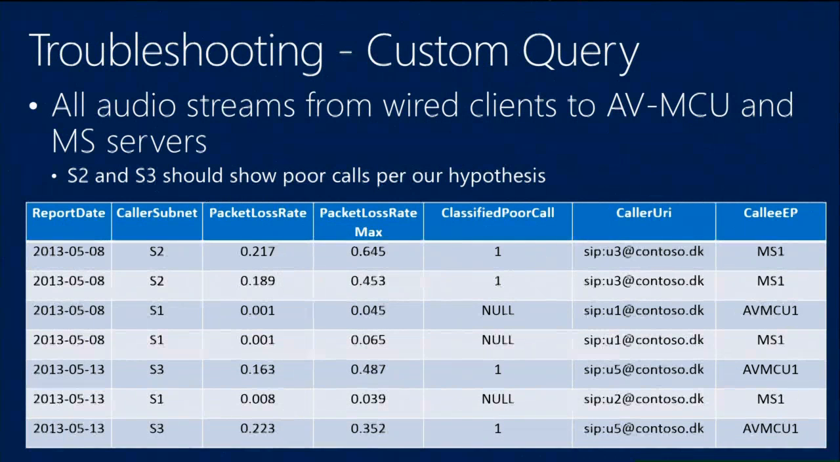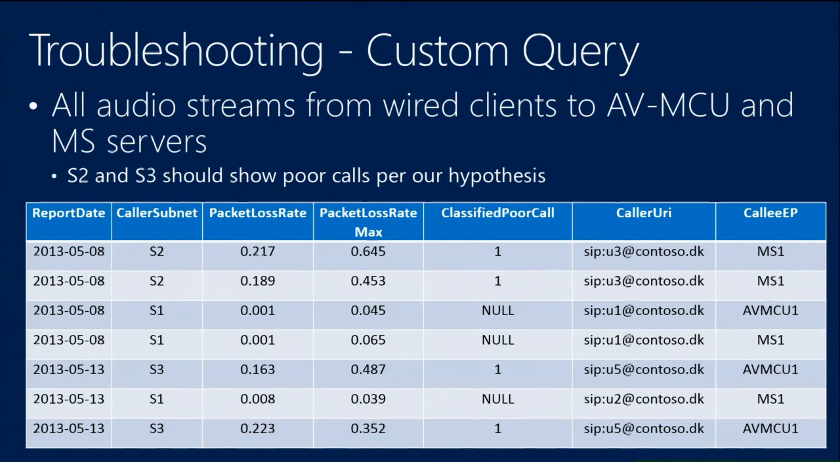So you couldn't use the monitoring server built-in reports. It was hard finding the real view to use, so you are left with doing custom SQL queries for this particular case. That is what I did. I created a custom query which would show me all audio streams from wired clients to the AV MCU and the mediation servers, and base it on subnet.